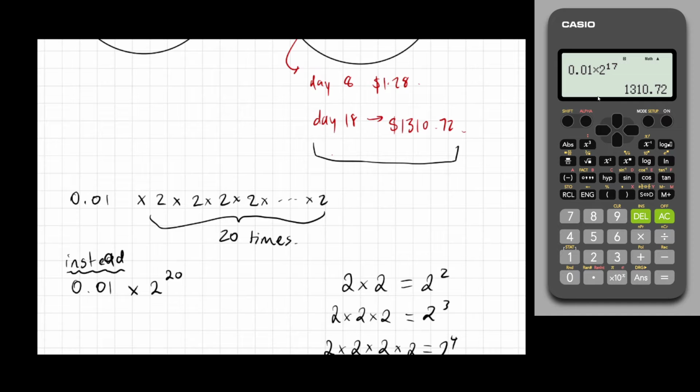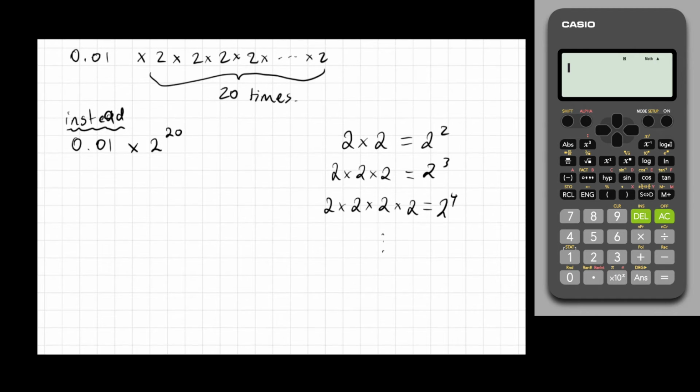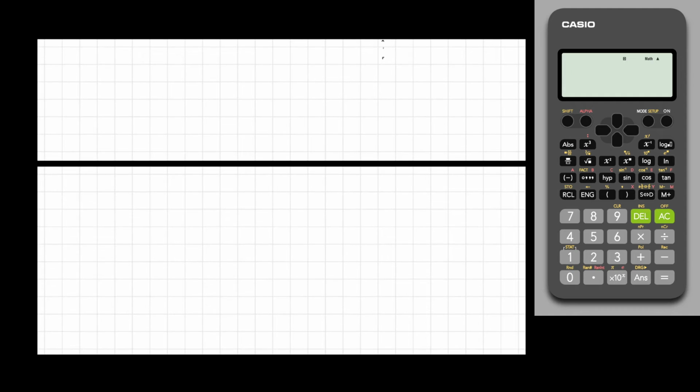1310.72. But the point is that this calculation here, this times 2 to the 17, makes it so much easier to work with than having to type in times 2 times 2 times 2 every single time you want to put it in. And so this is what we call index notation or index laws. So what do we know about index laws or index notation?